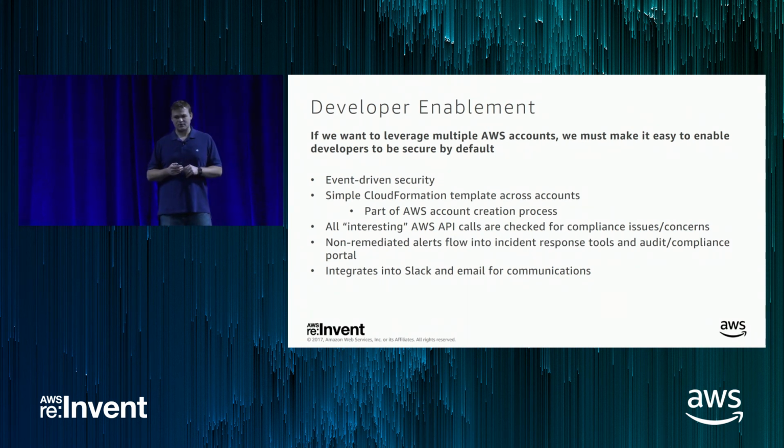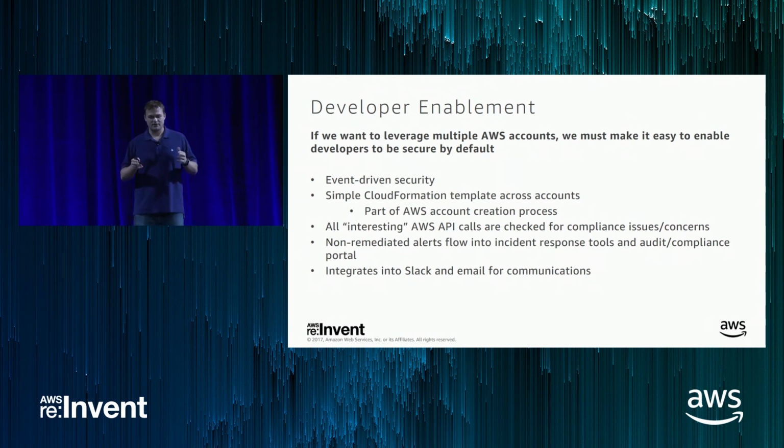So we leveraged CloudWatch event rules to do this. We're still working on a name, but we're calling this guardrails for now until we have a better name for it. What guardrails is going to do is you're going to set up a CloudWatch event rule, and those rules are going to trigger off of what we consider interesting API calls.